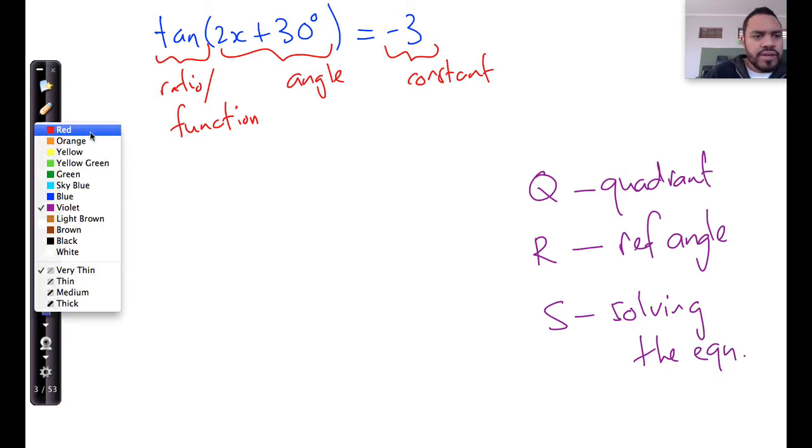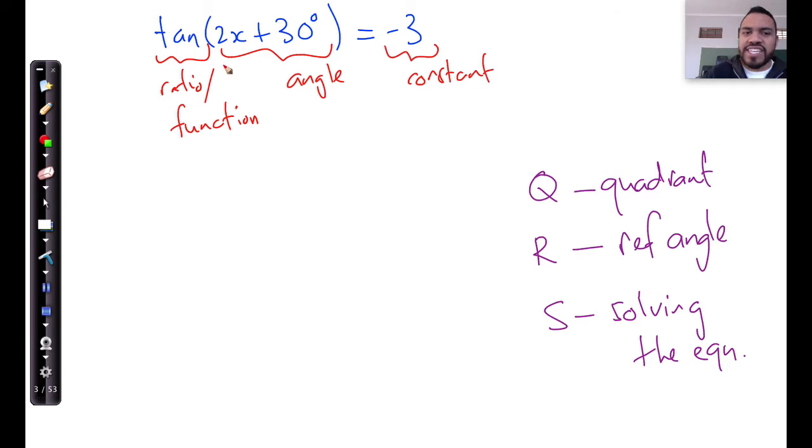Now, when we look at this, I've been given a trigonometric function, tan of 2x plus 30. I can now identify that I've got it equal to negative 3. And so now you ask yourself, where is tan negative? Tan is negative in the second quadrant and the fourth quadrant, because the first and the third identify tan as positive. So in terms of Q, I'm working with the second and the fourth quadrant, and that's where we're going to solve the general solution.